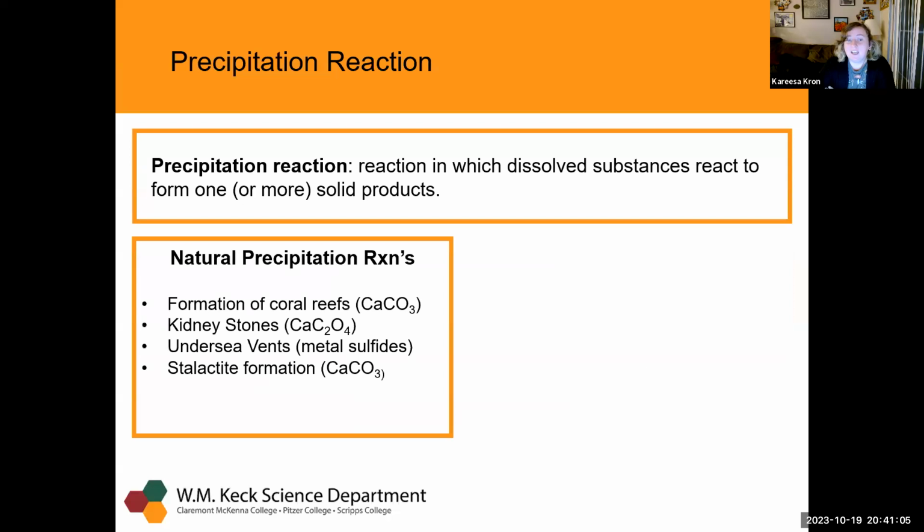And in nature, there's a lot of really interesting precipitation reactions that are actually really important for the functioning of biology, for the formation of ecosystems. And so coral reefs are the result of the precipitation reaction producing calcium carbonate. Kidney stones are also a precipitation reaction. Undersea vents lead to the production of metal sulfides. Stalactite formation is also calcium carbonate. Eggs are also calcium carbonate. So calcium carbonate is sort of a precipitation reaction that's all around us.